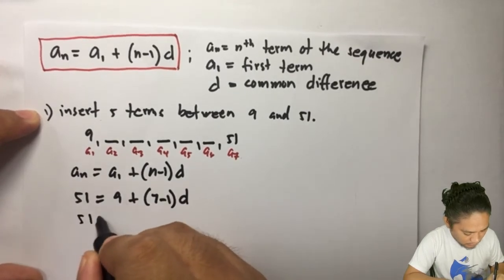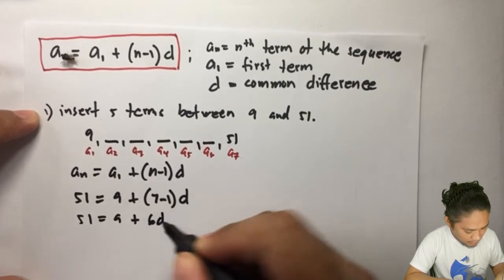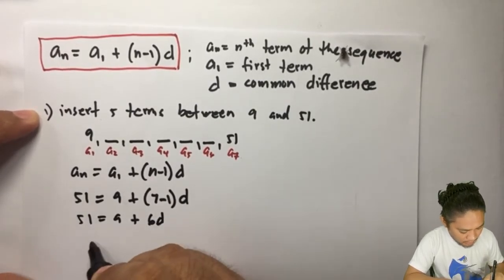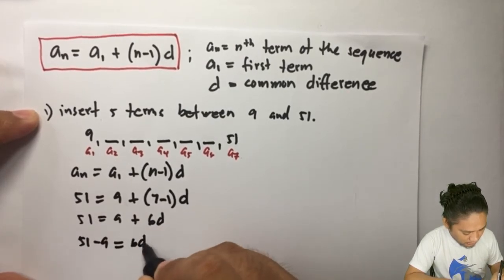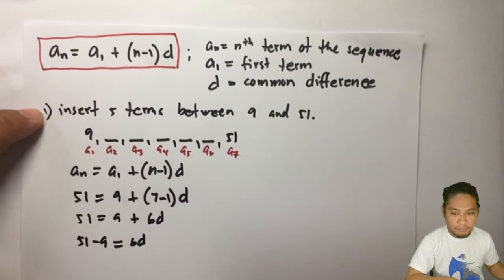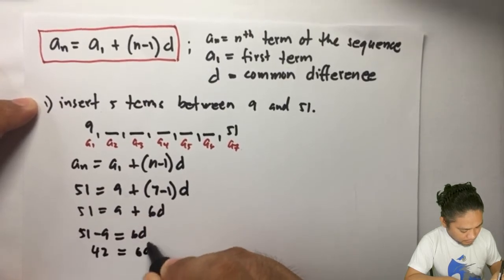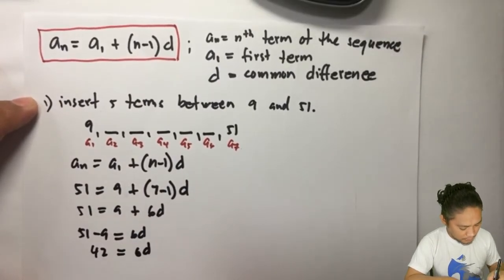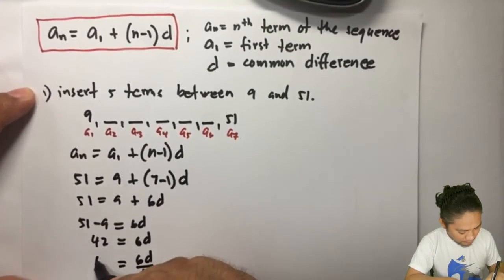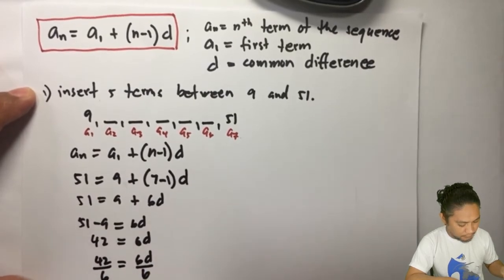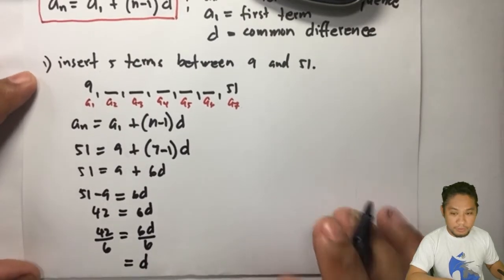Simplify the terms now. We have 51 equals 9 plus 6d, and then 51 minus 9 equals 6d. So 51 minus 9 is 42, and to solve for d we divide both sides by 6. 42 divided by 6, so the common difference, or d, is equal to 7.